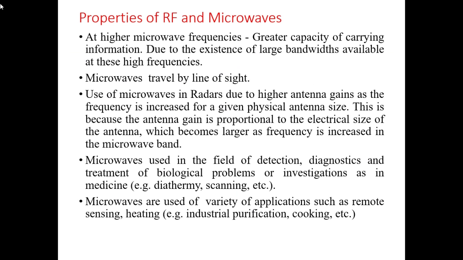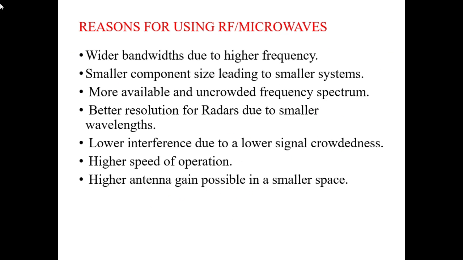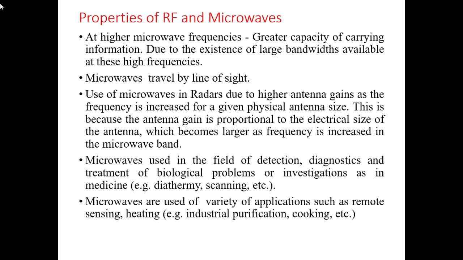Now if we come to the properties of RF and microwaves, a greater capacity for carrying information is possible in microwaves. We have a large bandwidth at high frequencies, and microwaves travel by line of sight. To build a radar especially, we need a high frequency, since we want the antenna size to be reduced and a very high gain antenna to be realized. We realize a very high gain antenna with a smaller size only by operating the antenna at high frequency. So microwaves are a very important component in radar systems.